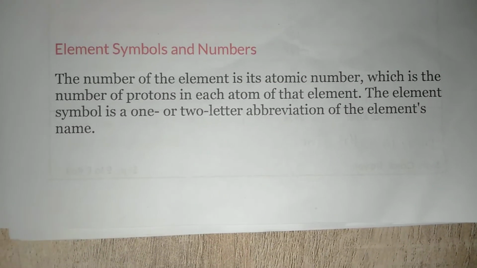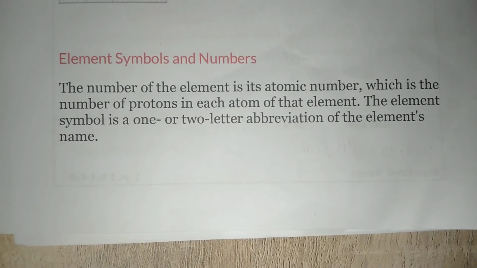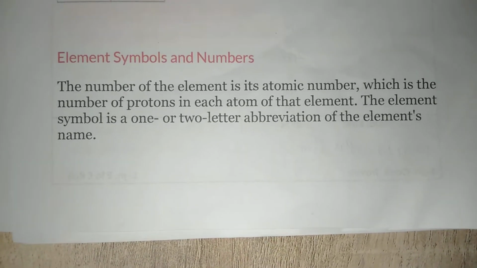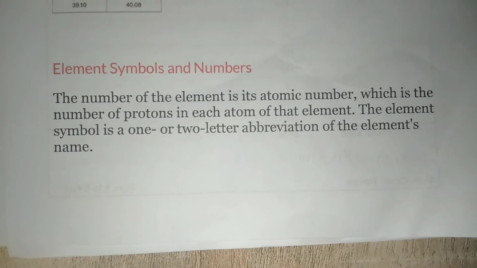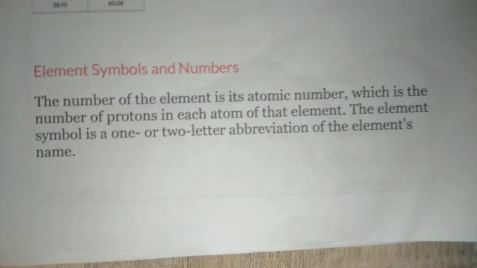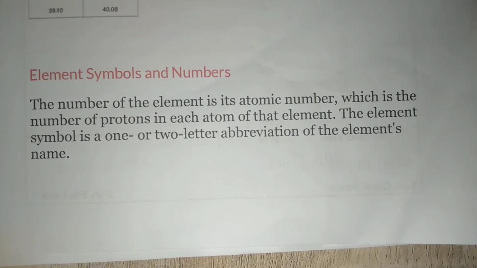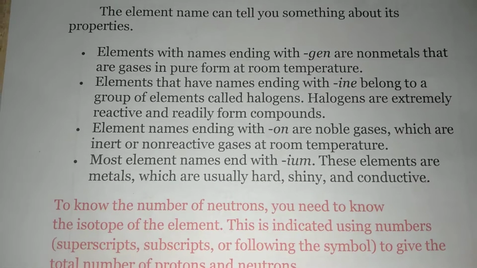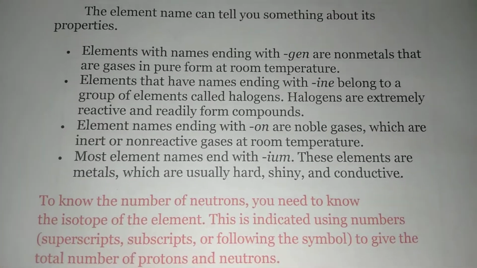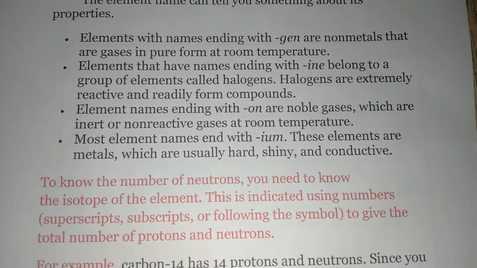Element symbols and numbers. The number of the element is its atomic number, which is the number of protons in each atom of the element. The element symbol is a one or two letter abbreviation of the element's name. The element name can tell you something about its properties.